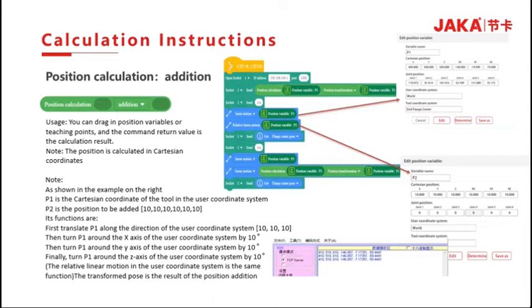Then rotate P1 around the positive direction of the y-axis in the user coordinate system by 10 degrees. Finally, turn P1 around the z-axis in the user coordinate system by 10 degrees. The relative linear motion in the user coordinate system is a function, and the transformed pose is the result of the position addition.